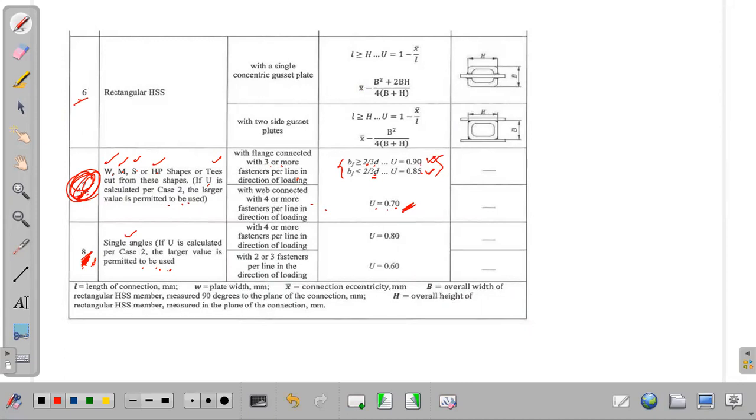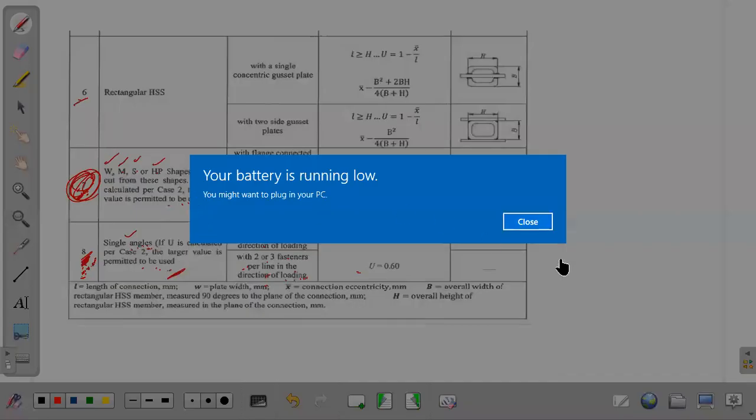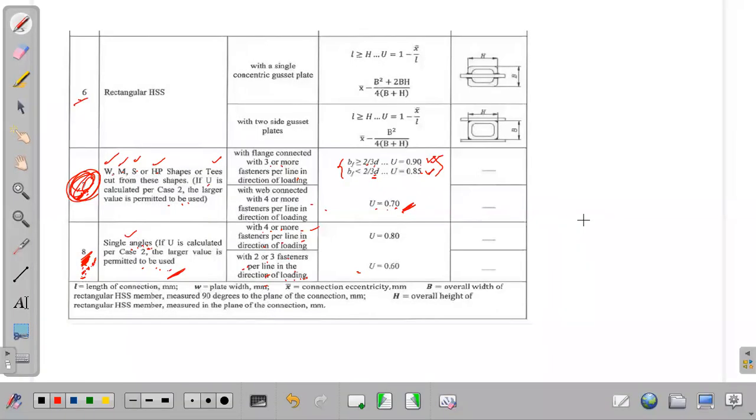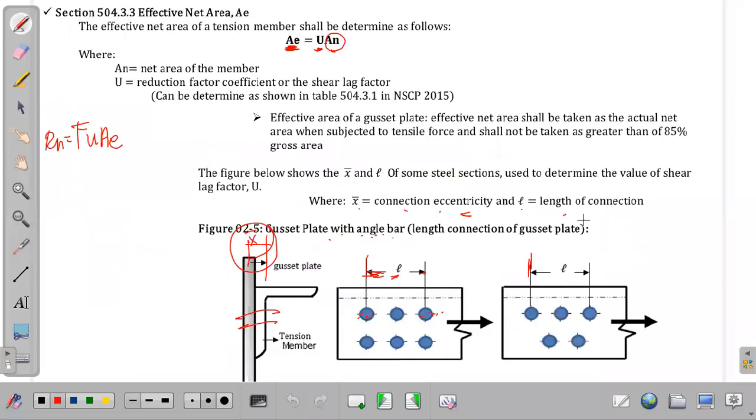Okay? And for the case 8, for single angle, parehas din. Pag 3 or more, 4. With 4 or more fasteners. Tapos ito, with 2 or 3 per line in the direction of the loading, 0.6. Single angle. Ito. If calculated per case 2, the larger value pa rin yung kukunin. So you have to compare the values of U. Okay? So dapat alam nyo yan.